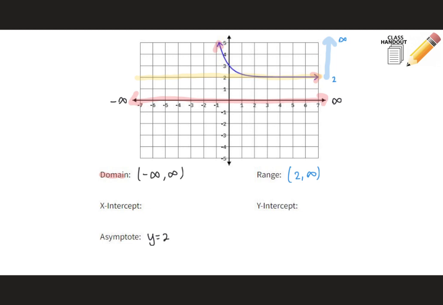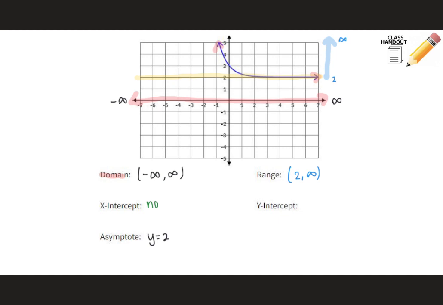All right, so for my x-intercept, we're looking at the point where it crosses the x-axis. Well, here's my x-axis. We know that my graph's going to get really, really close to 2, but it's not going to go any lower. So my graph is actually never going to cross my x-axis. So in this case, there is no x-intercept. So your graph does not have to cross your x-axis. If it doesn't, you would say that there's no x-intercept.